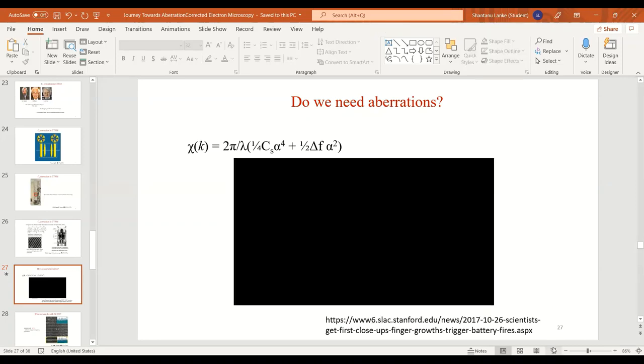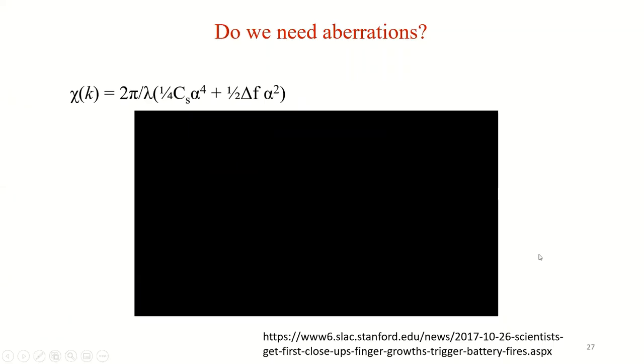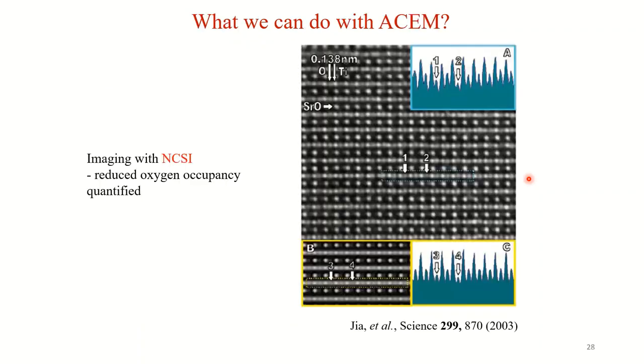So we need these aberrations because they are encoded with the phase information. And if I'm doing phase contrast imaging, I need these aberrations. So I have to tune those aberrations. Then I can make the CS positive, I can make it zero, I can make it negative. So what if I make it negative? If I make this CS value negative, it is called NCSI imaging, which is negative CS imaging.